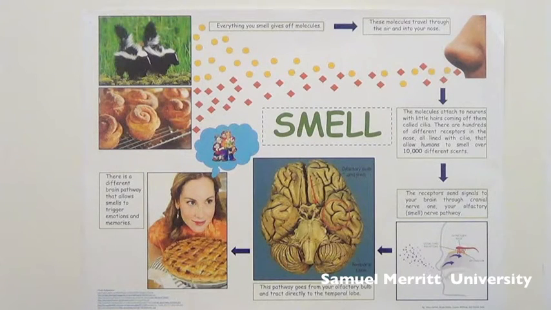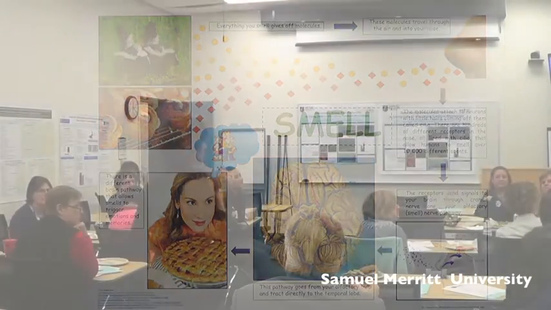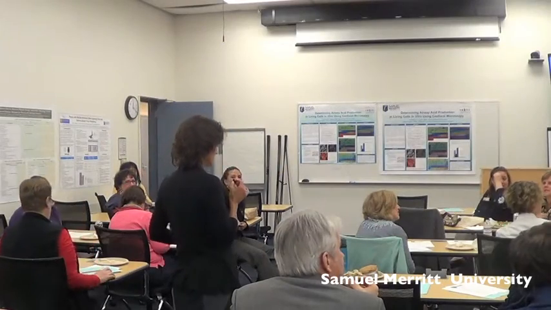So we use the word smell and not olfactory because this was for 4th and 5th graders. But if you look in the upper corner where the skunk and the cinnamon buns are, that attracts your eye. Then the little circles and diamonds are supposed to be odor molecules going to the nose. And then you can follow the arrows around to tell the story of how sense of smell is translated to the brain. So it's a nice poster put together by OT students about sense of smell.